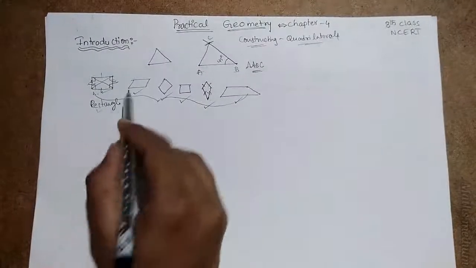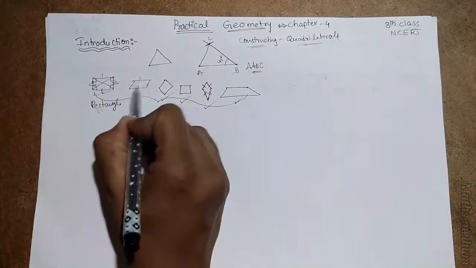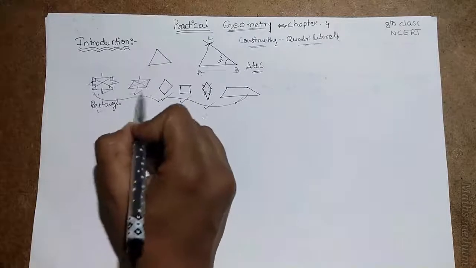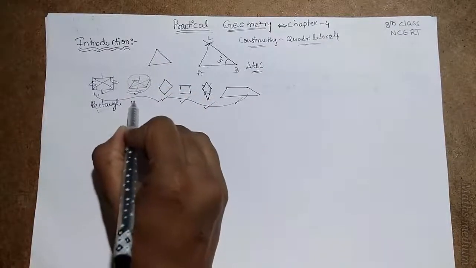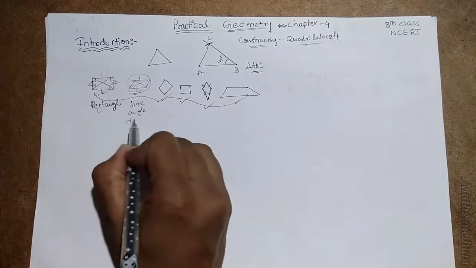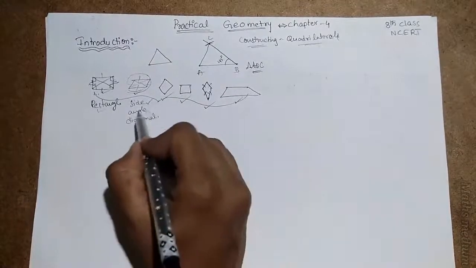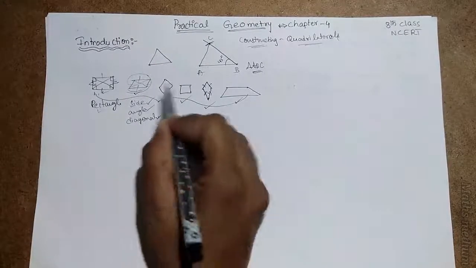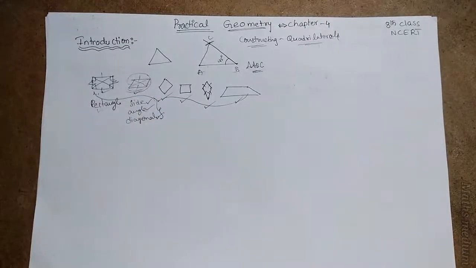Next, coming to the parallelogram. Its opposite sides are parallel, and there is a diagonal also. So by these, we are given one side and an angle or a diagonal. In all these cases we have to be given sides, angles or a diagonal. These are a must for the construction of a quadrilateral.